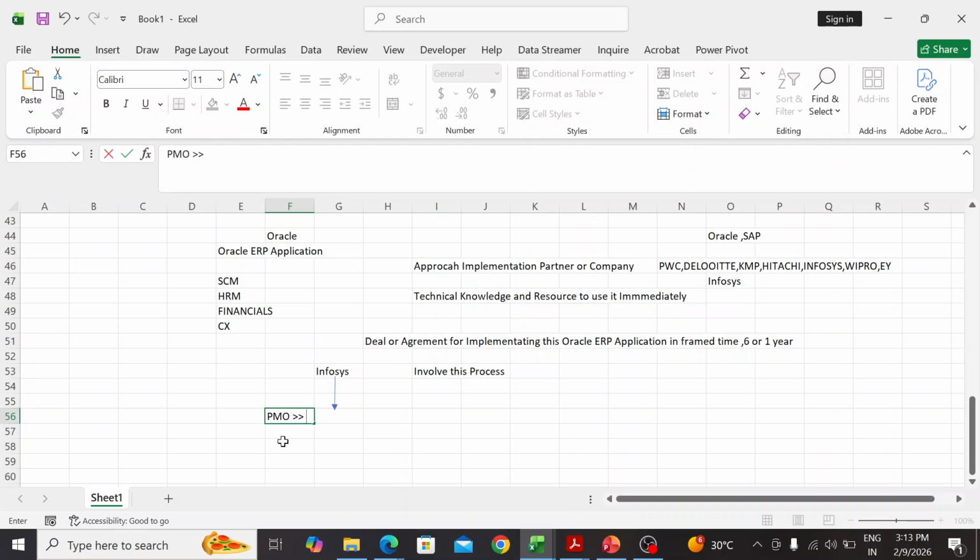PMO is nothing but project management organization. Whenever Tata Motors approaches Infosys to get a deal or agreement for implementing Oracle Cloud ERP application for its business requirements, they will constitute a committee or a team, that is nothing but PMO. PMO means project management organization.